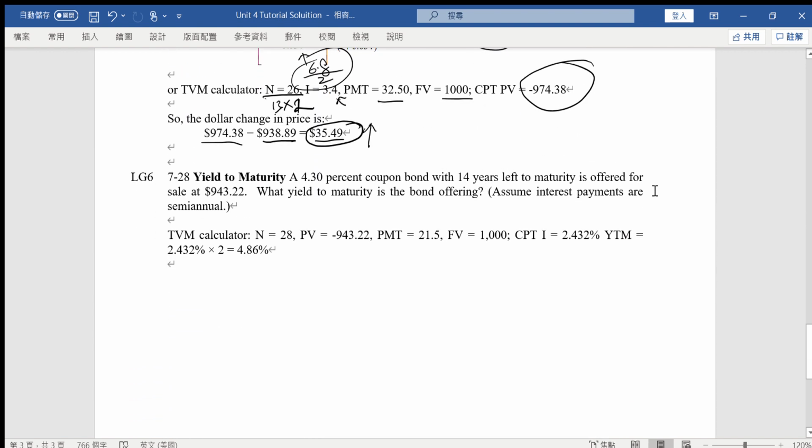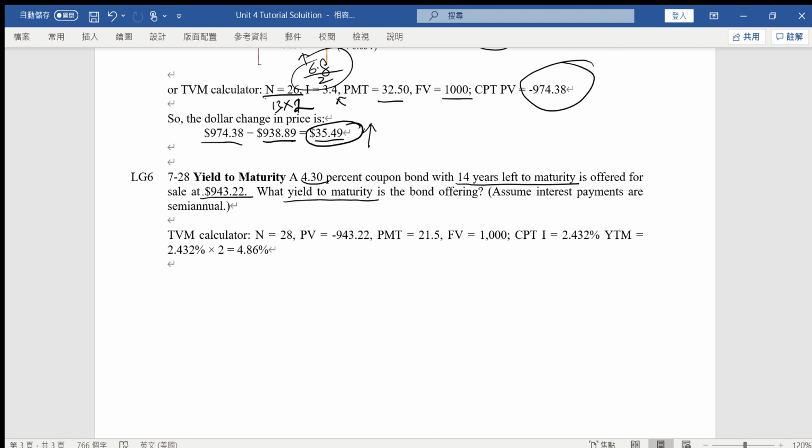Okay, then that is the last question, yield to maturity. For this one it's quite simple and straightforward. They let you know the coupon bond rate is 4.3%, with 14 years left to maturity, and it is on offer at 943.22. Should be a discount bond, right? What yield to maturity is the bond offering? They ask you about the interest rate of the yield to maturity.